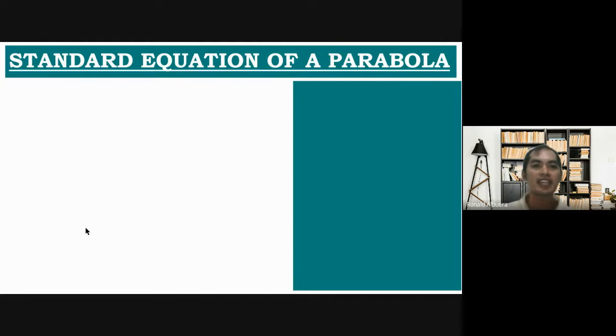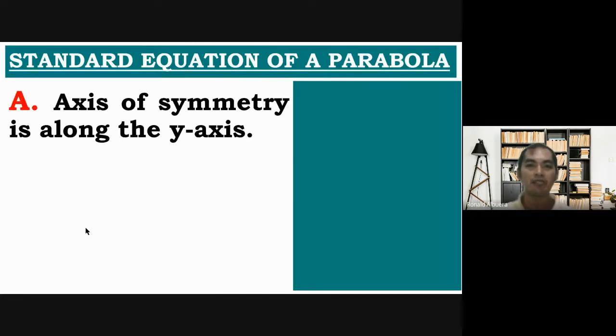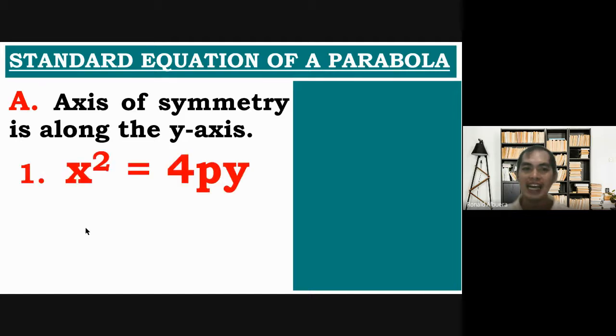So, nandito ang standard equation of a parabola. We have axis of symmetry is along the y-axis. Paano natin malalaman na ang axis of symmetry is along the y-axis? Ang clue lang dyan ay yung may squared. Okay? Pag ang may squared ang x, the axis of symmetry is along the y-axis.